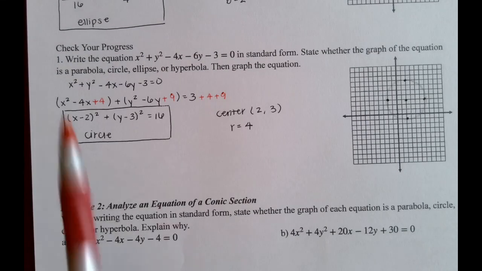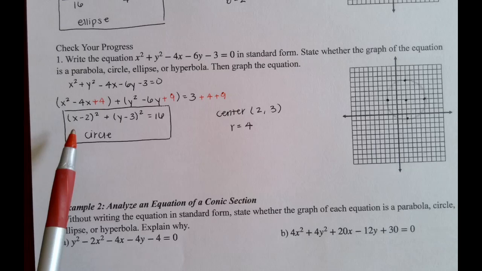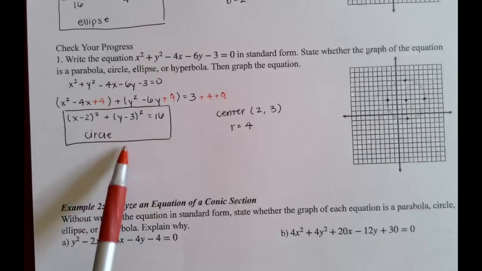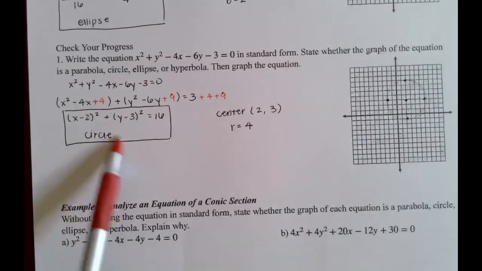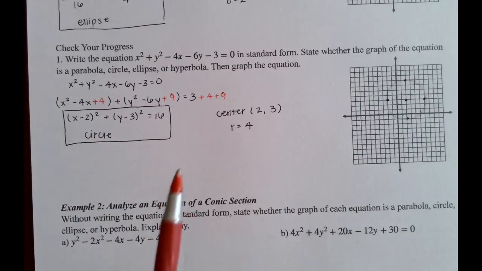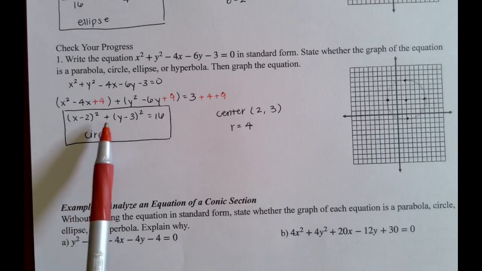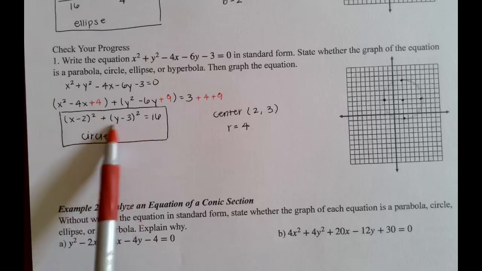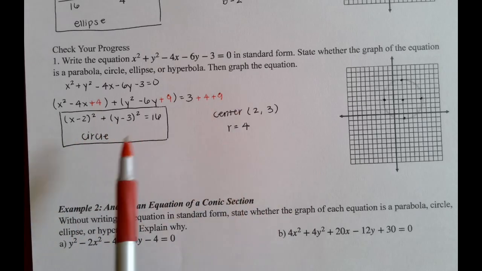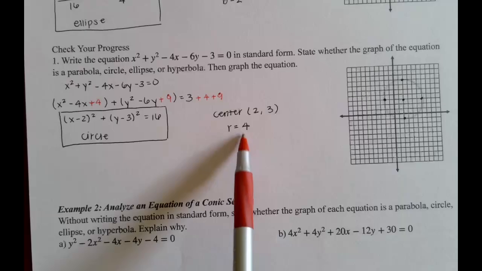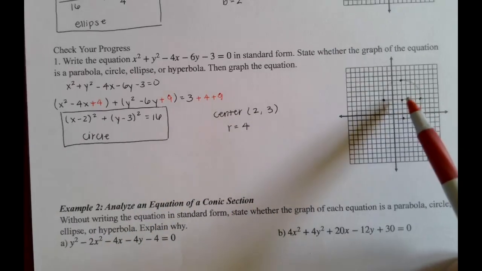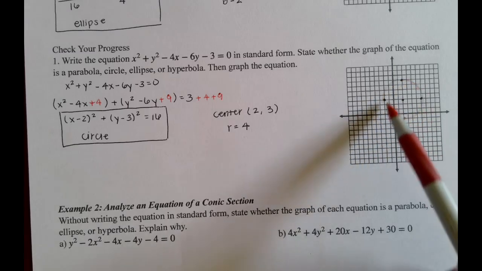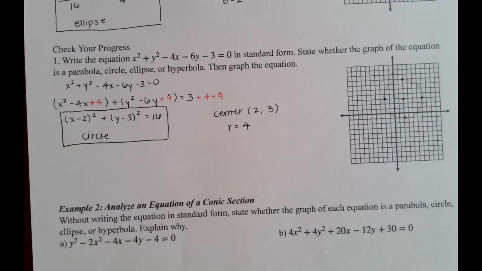You should have gotten as your standard form equation x minus 2 quantity squared plus y minus 3 quantity squared equals 16. This is a circle, because note that it's not subtraction, both of them are squared, and there's nothing different on the bottom. So the center is at 2, 3 and the radius is 4. I went up 4, right 4, down 4, left 4, and then I just use my compass to get a nice looking circle.